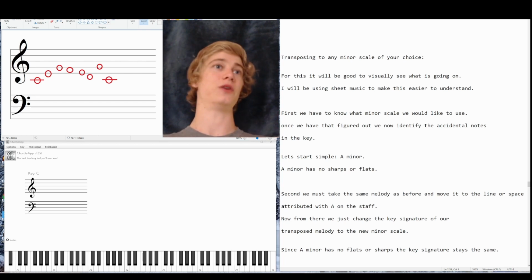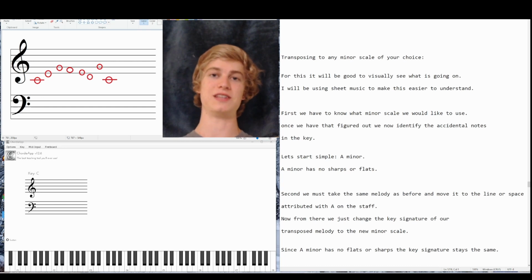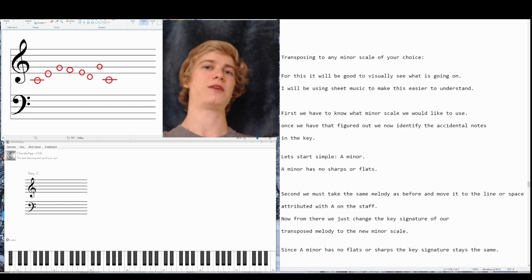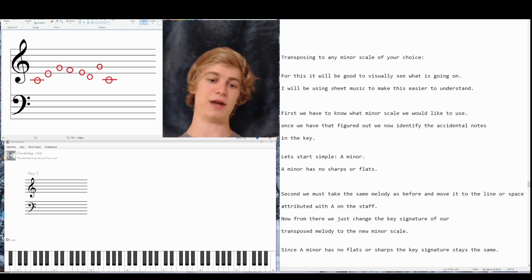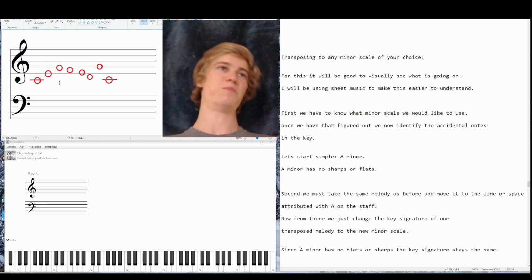I'm showing you how to do it on sheet music though, and how to understand how to notate this. So this is the first step, and then after this I will be going into a different scale other than C major. So remember what we're saying, we're taking this melody, it's in C major, and we just want to go to any minor scale, so we're just going to choose A minor because it's easy. So now let's take this melody in C major, and now let's make it a melody in A minor.